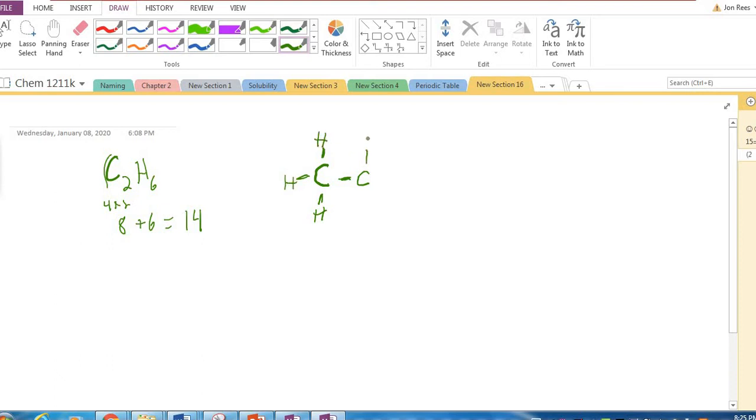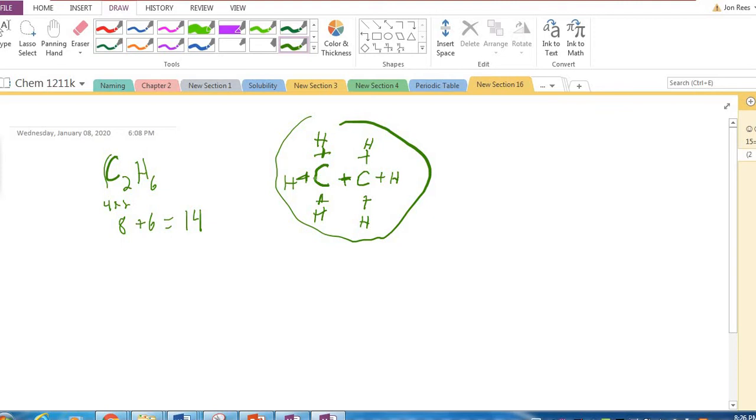Hydrogens. I'm going to have 6 or 3 over here. Okay, so there is my bare structure. Let me go ahead and count the electrons that I've used here. So there's 2, 4, 6, 8, 10, 12, 14. I've used all of them, so this is going to be my Lewis dot structure.